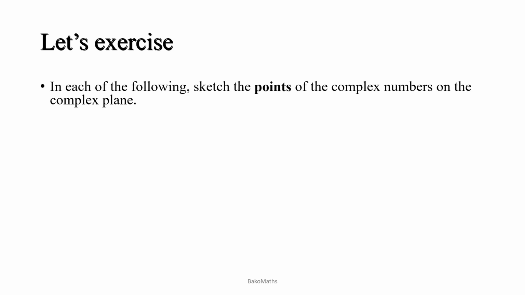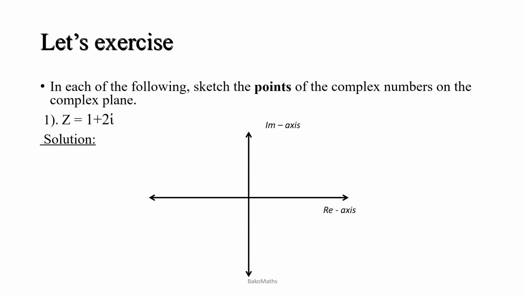Now let's try this exercise. In each of the following, sketch the point of the complex numbers on the complex plane. So our first example is z equals 1 plus 2i. This can be solved by first drawing the real and the imaginary axis. From the given complex number 1 plus 2i, we can see that our real part is 1, and therefore we indicate it on the real axis. And then our imaginary part is 2, and hence we indicate it on the imaginary axis. We then draw a dotted line from 2, and then another dotted line from 1 up to where they converge. We indicate the point of intersection with a point, and we write our given complex number beside it.